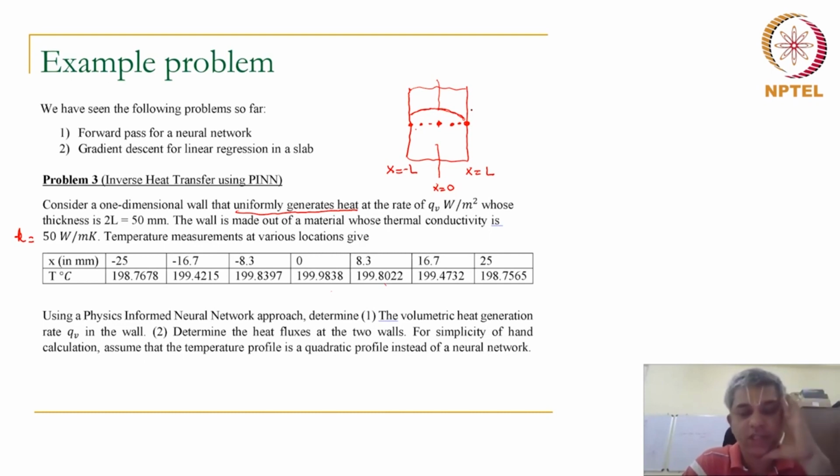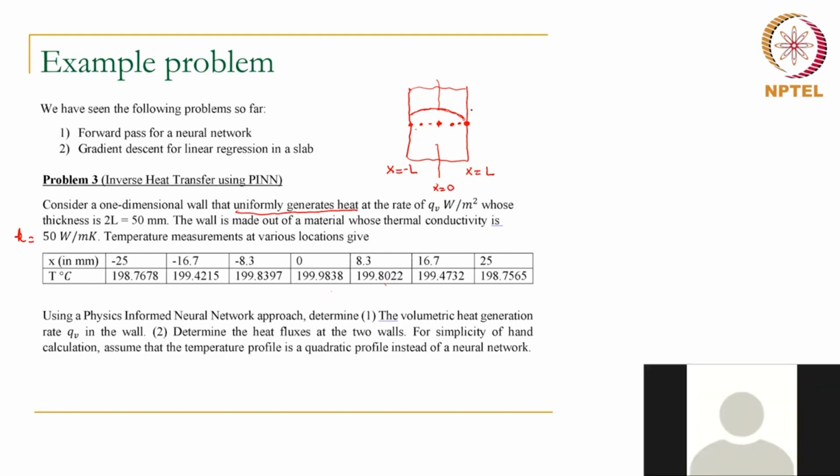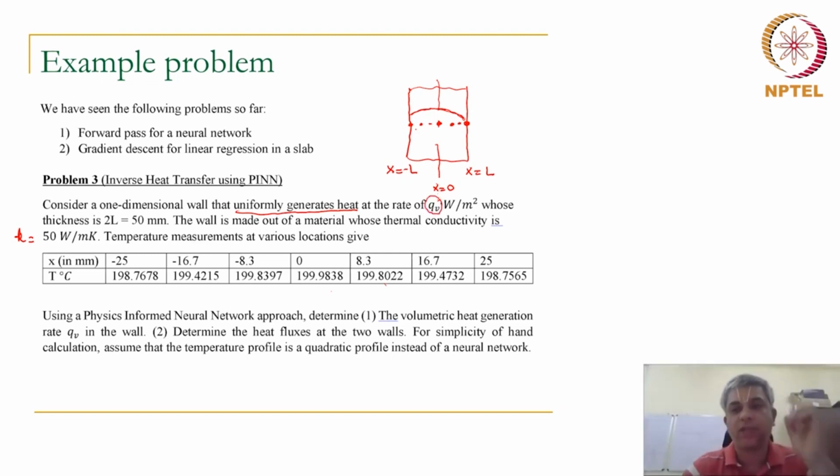So the question is this: using a physics-informed neural network approach, we need to find out what is QV. Okay, so you understand the inverse heat transfer problem now. I have given you the temperatures and I want you to find out QV. So typically this is actually from heat transfer. The problem I have taken is sort of the corresponding inverse problem to the problem which is there in the textbook by Professor Balaji, myself and Dr. Satish Gedupudi on heat transfer.